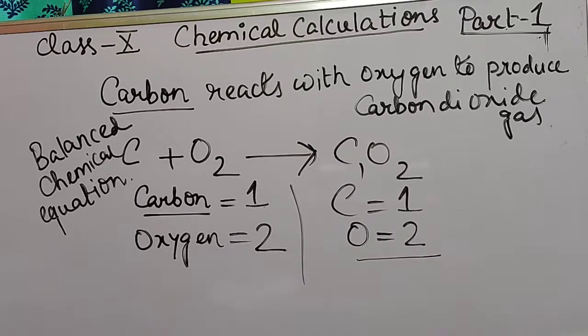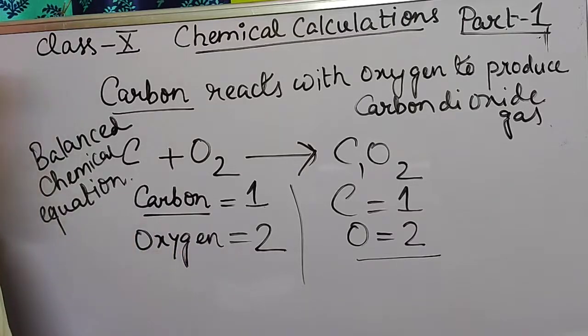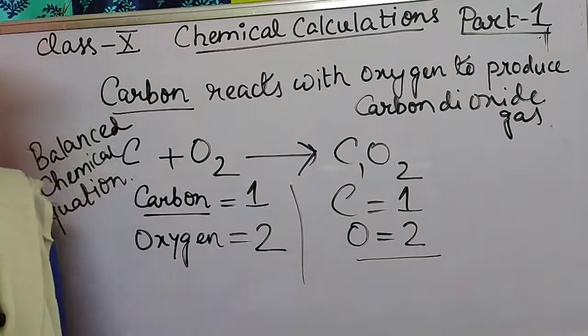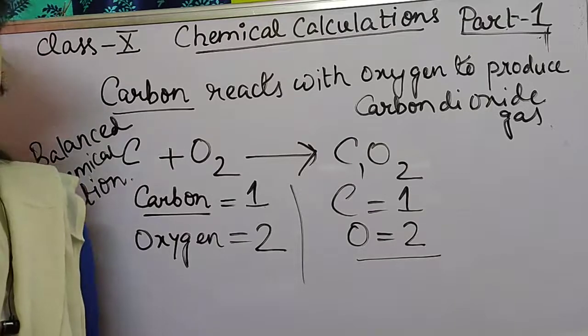Next, why is balancing necessary for a chemical reaction? Why do we need to balance a chemical reaction? Balancing is necessary just to obey the law of conservation of mass, that was given by Lavoisier. According to the law of conservation of mass, during a chemical change or during a chemical reaction, no matter is formed. Matter is neither created nor destroyed.